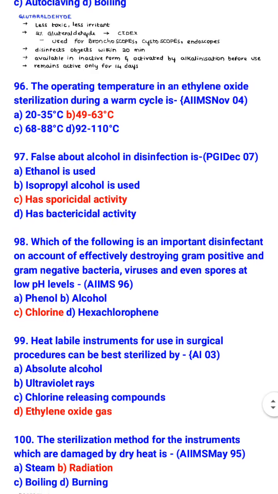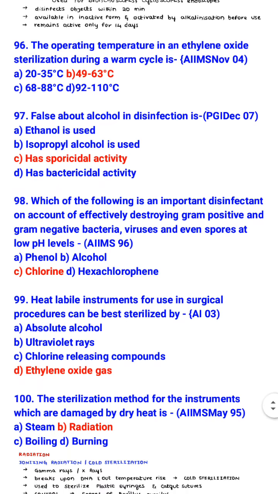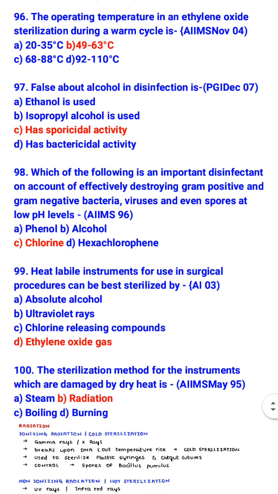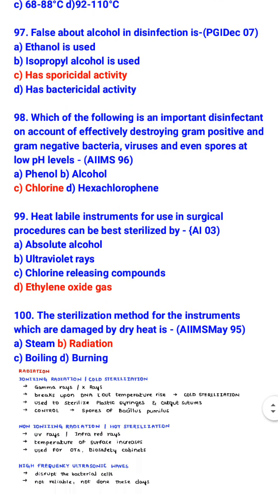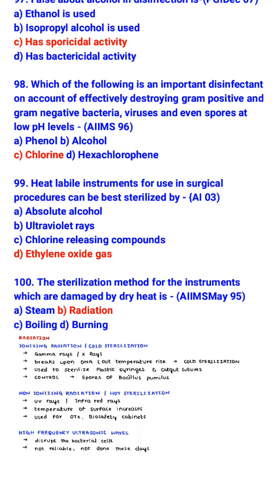What is false about alcohol in disinfection? It has sporicidal activity is false. What is true? Ethanol is used, isopropyl alcohol is used, and it has bactericidal activity. Which of the following is an important disinfectant on account of effectively destroying gram-positive and gram-negative bacteria, viruses, and even spores at low pH level? Chlorine. Heat labile instruments for use in surgical procedures can be best sterilized by ethylene oxide gas. The sterilization method for the instruments which are damaged by dry heat is radiation.